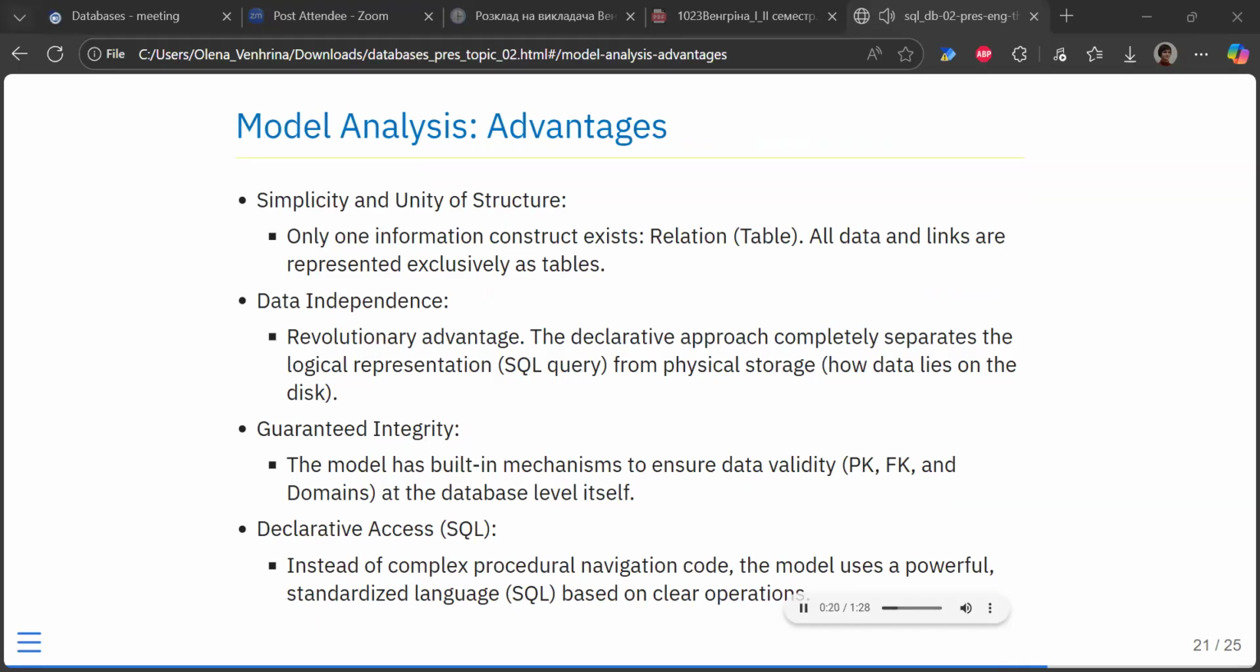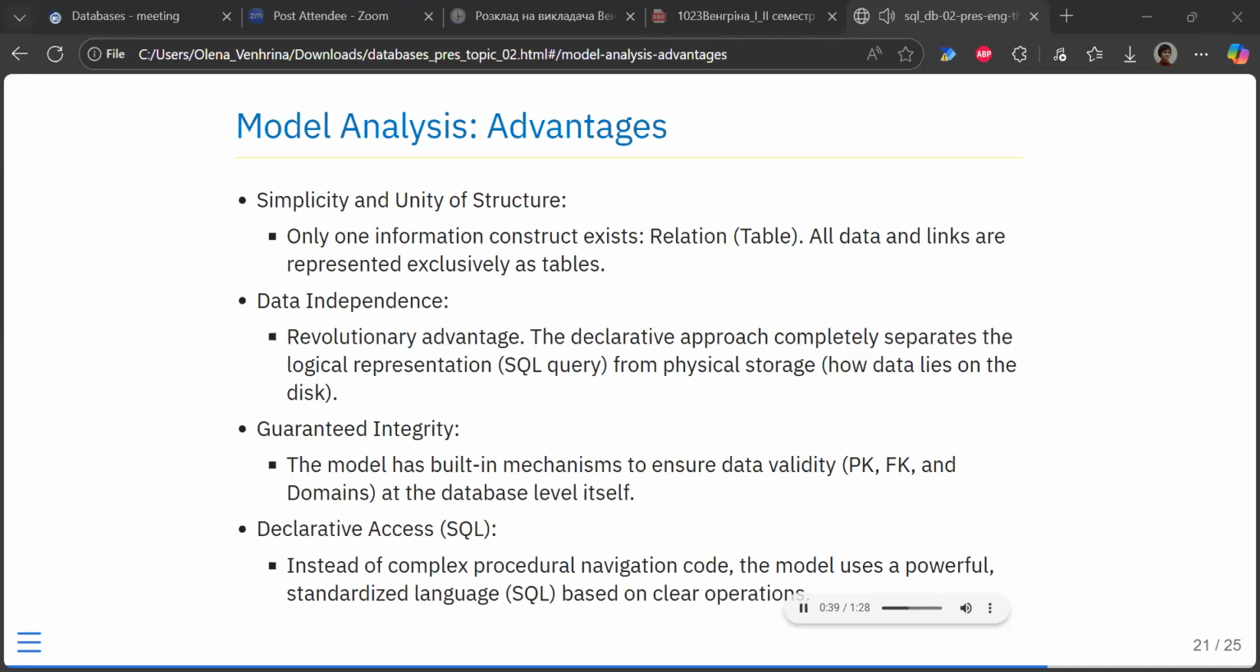Let's start with the advantages, most of which directly flow from what we have already discussed. First, simplicity and unity. Unlike the chaos of network or hierarchical models, the relational one offers a single, intuitively understandable construct, the relation, i.e., a table. Everything in the database is a table. Second, data independence. This is perhaps its most revolutionary advantage.